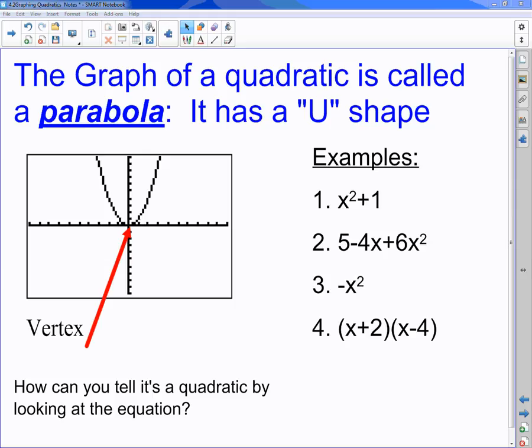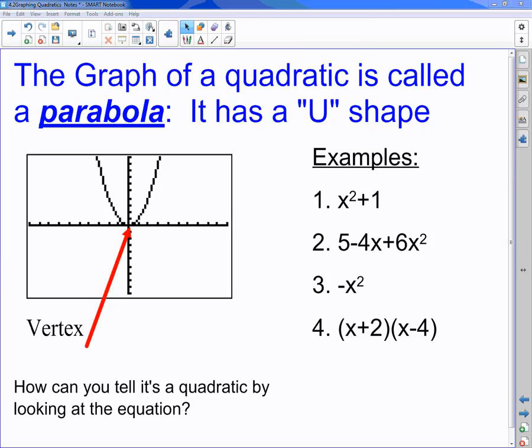Okay, we're just going to learn how to graph quadratics using transformations. But first off, I want to talk about what a quadratic is. So if you look at this picture, we also call a quadratic a parabola. That's the name of the shape. It looks like a U.